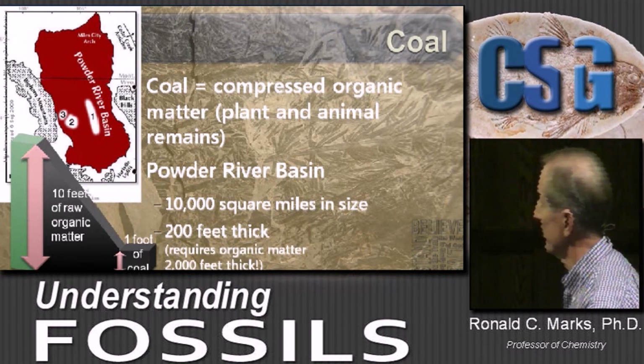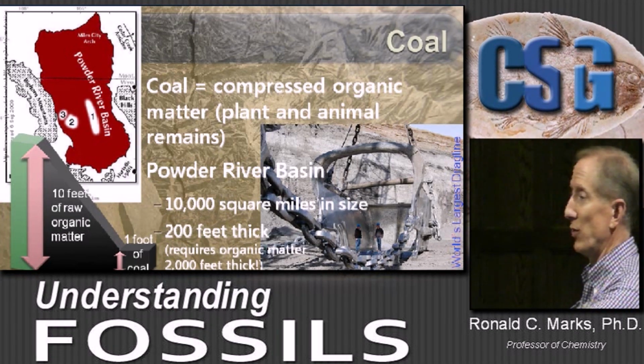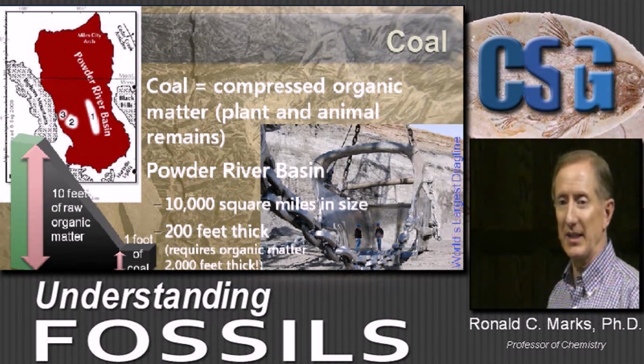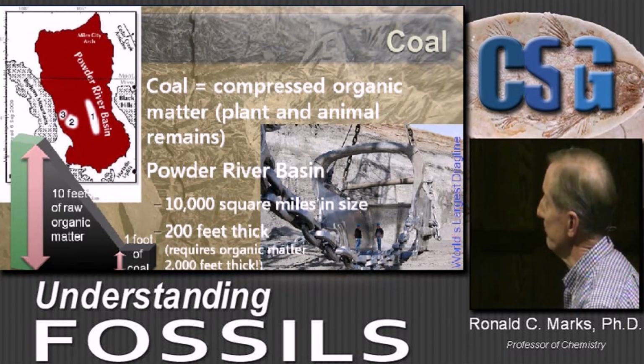Kind of interesting, the world's largest drag line bucket was built and designed to pull the dirt off the top of this coal seam so they could get to it. They just kind of scrape the dirt off, get the coal out, and use it.